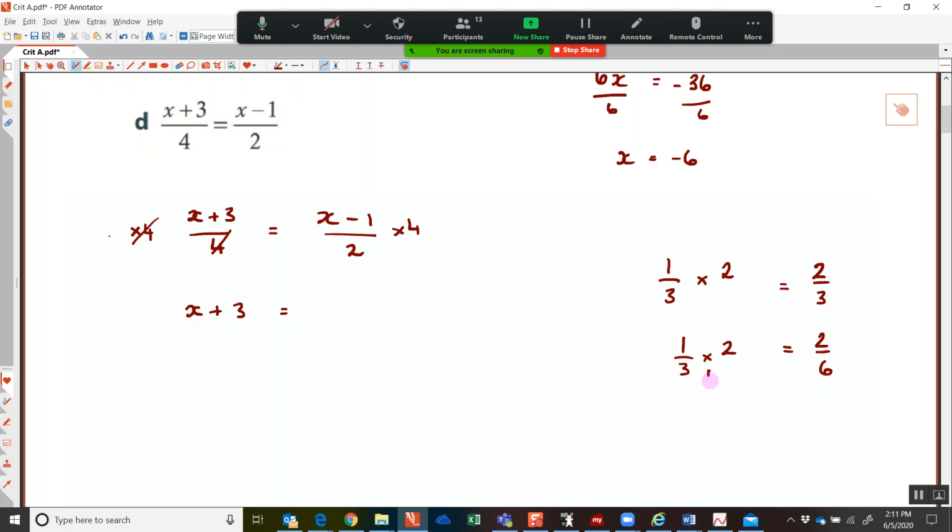What does this symbol mean? Of, yeah, lots of. And you can read it the other way. So I've got 2 lots of 1/3. So 2 lots of 1/3 is 2/3. But I can't do 2 lots of 1/3 and get 2/6. Why not? Why can't 2 lots of 1/3 be the same as 2/6?